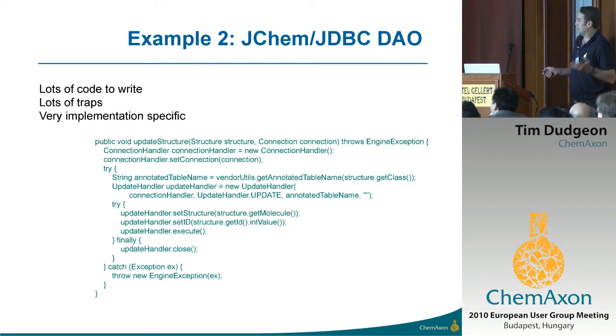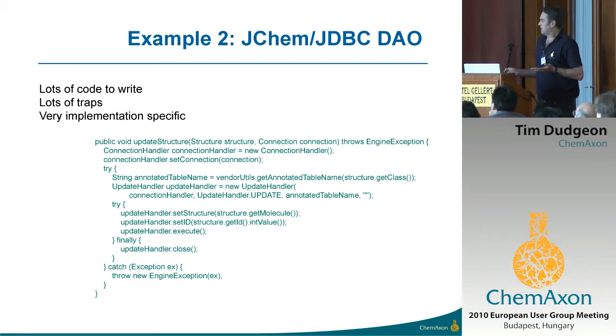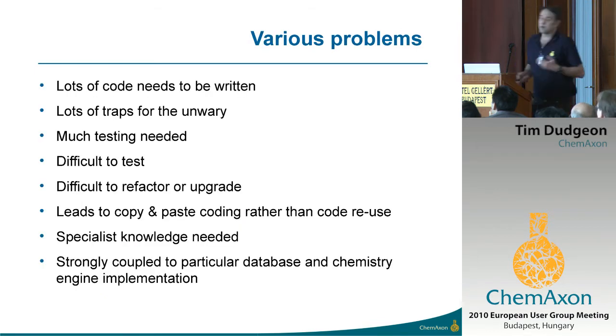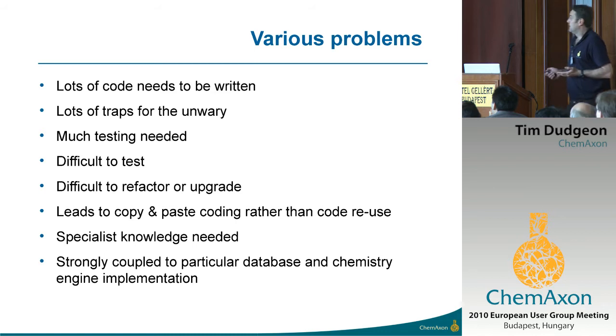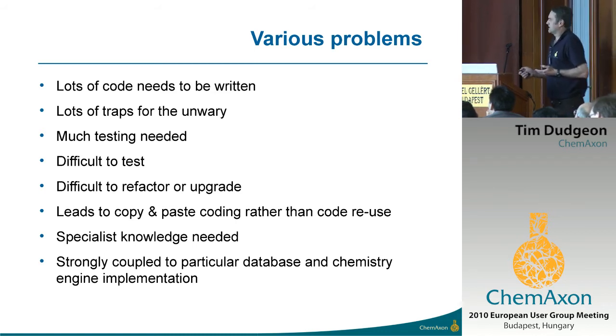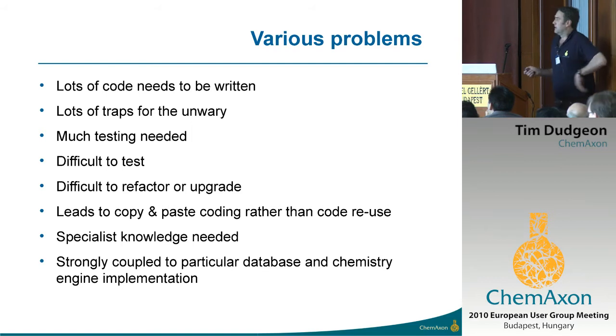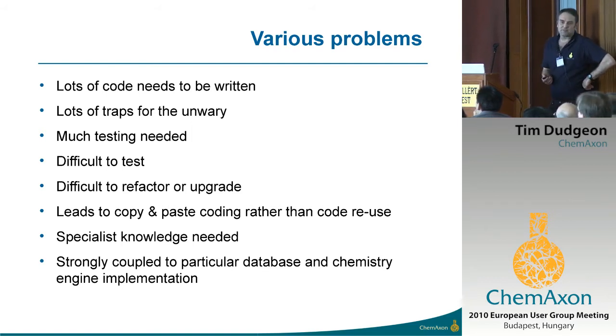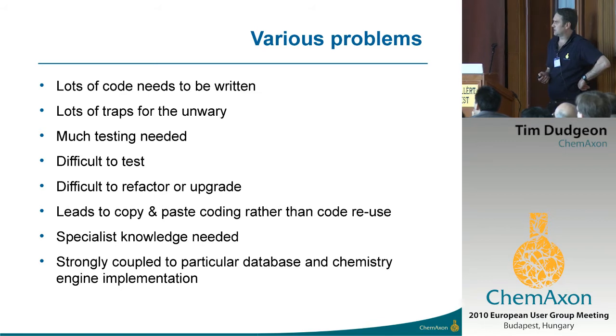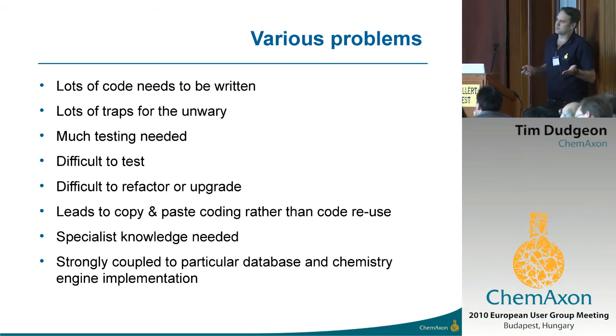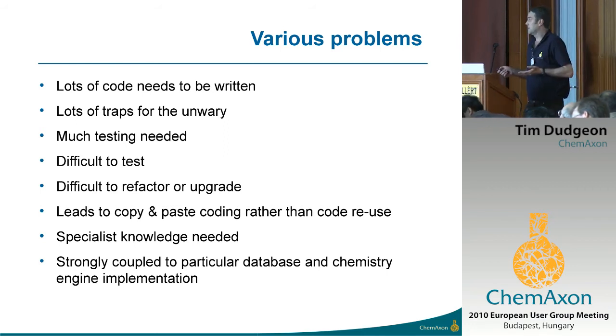Here is a tiny snippet from a DAO, actually one we wrote as part of this project, which handles the low-level updating of structures in the database in this case. There are various problems with these sorts of approaches. Firstly, you need to write tons of code to get all this done. Secondly, within that code, there are a lot of traps. You've really got to know what you're doing, otherwise you can run into problems. Some of these are straightforward problems, like remembering to close your result sets and your statements and things. Some of them are less obvious.